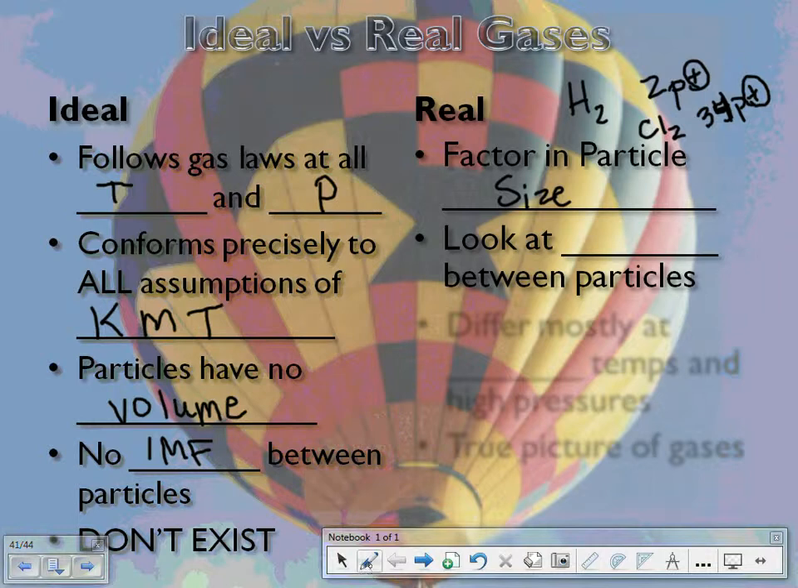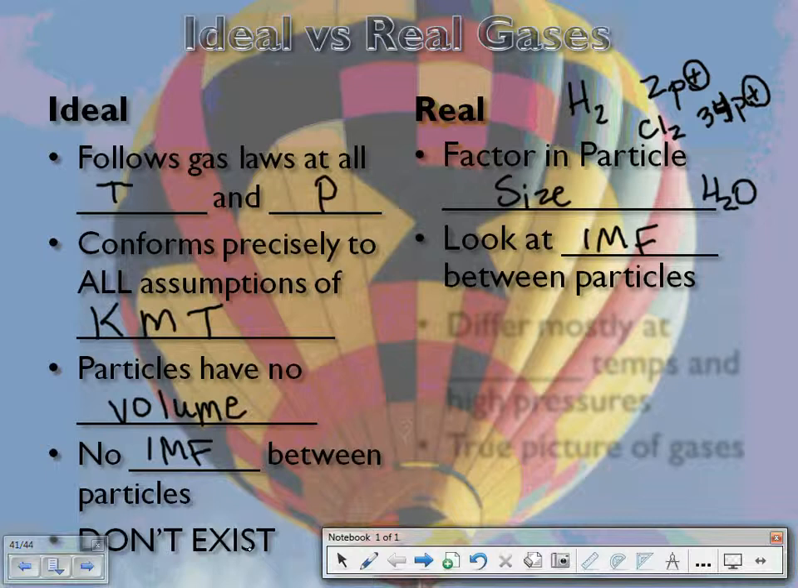Wink, wink. Yep. All right, another thing we have to look at is the IMFs between the particles. Some particles are polar, so they have a positive side and a negative side, like that water molecule. And so we have to consider the attractions between charged particles on one side of the molecule for another. So water would be able to form hydrogen bonds. That's a pretty strong intermolecular force.